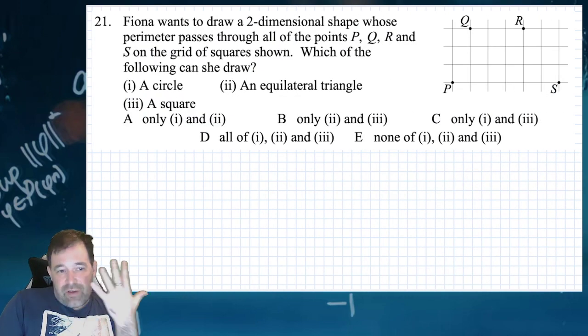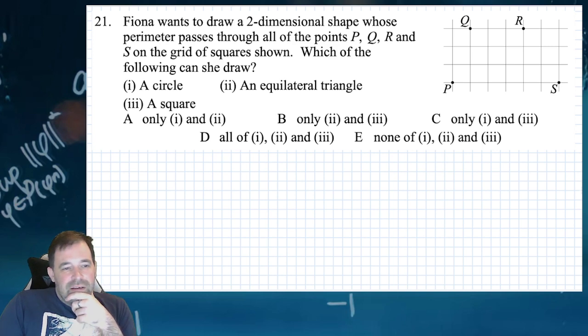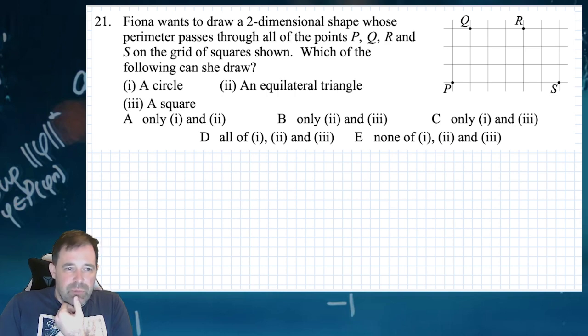Alright, we're now on to the 5 difficult ones at the end. These are potentially very tough. And we've got another geometrical one. I'm usually good at them, but we got stuck on 19. Someone wants to draw a 2-dimensional shape whose perimeter passes through all of the points P, Q, R, and S on the grid shown. Which of the following can she draw? A circle, an equilateral triangle, and a square.